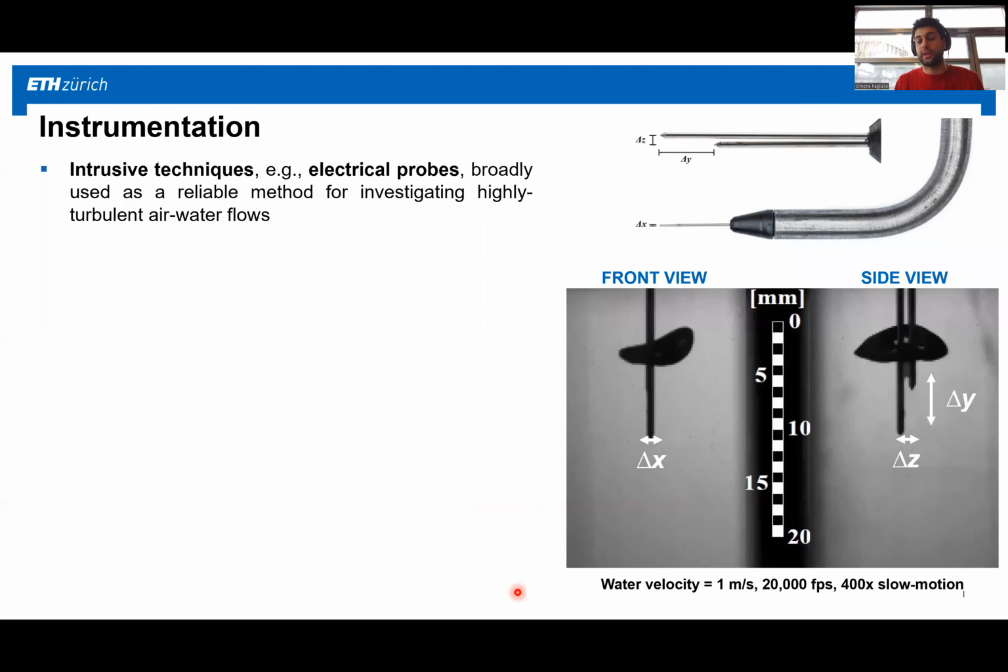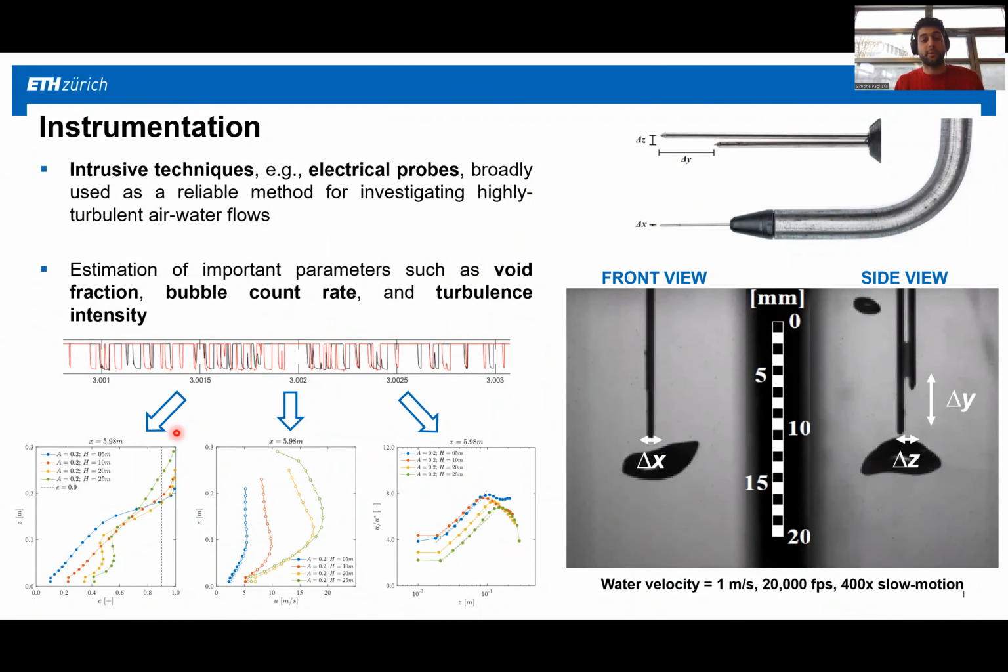So, the instrumentation I'm using: electrical probes are broadly used for investigating high-speed air-water flows. On the right, you can see an investigation that I performed last year to validate one of these conductivity probes against a high-speed camera. From the signals of the leading and trailing tip, by cross-correlating these two signals, in black the signal from the leading tip and in red the one from the trailing tip, we can assess important flow properties such as void fraction, velocities, and also shear velocities.